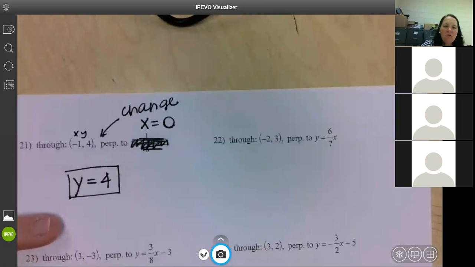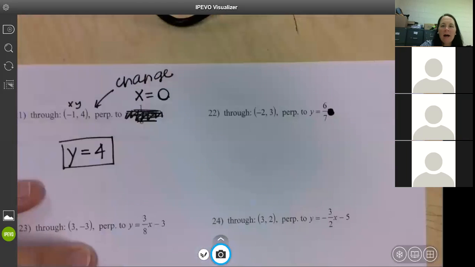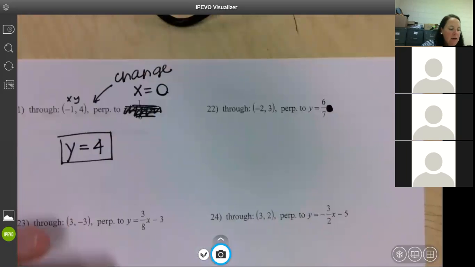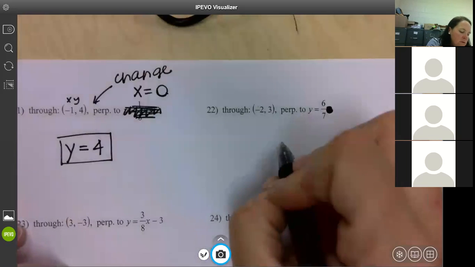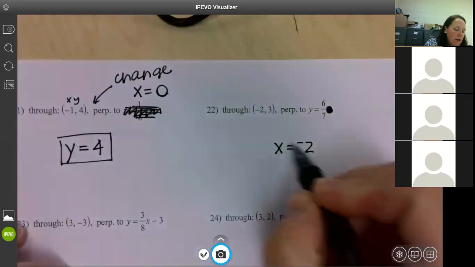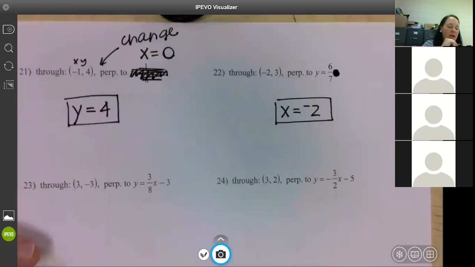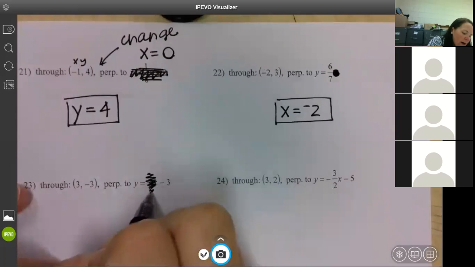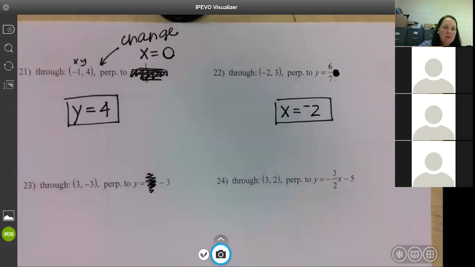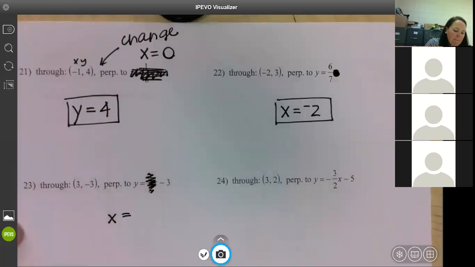What if they give you that it's perpendicular to y equals 6/7? If they give you y, you change it to x, and you give the x coordinate. Okay. So same thing. If they just give you y equals -3, you're going to change it to x. And what is your x coordinate? -2.